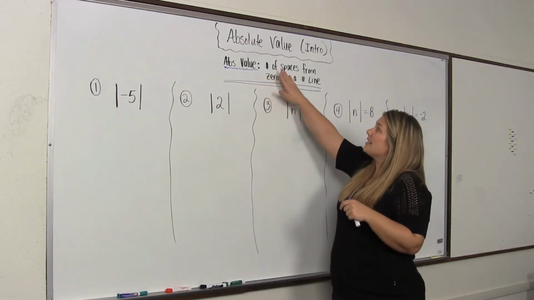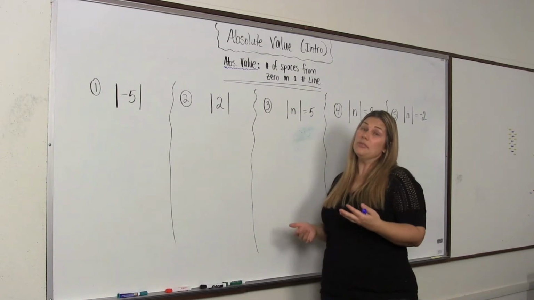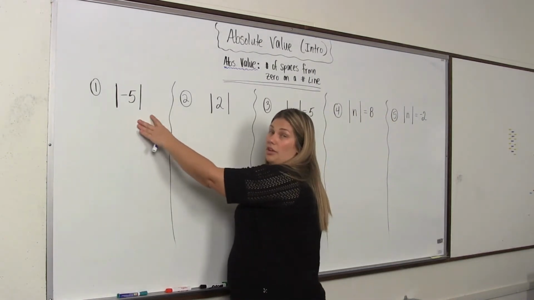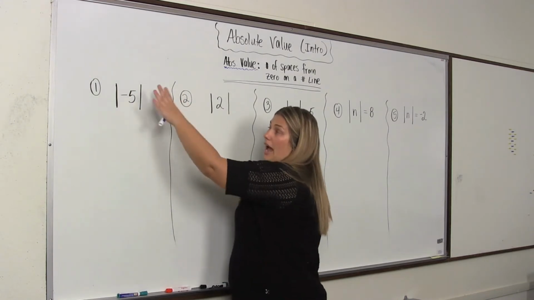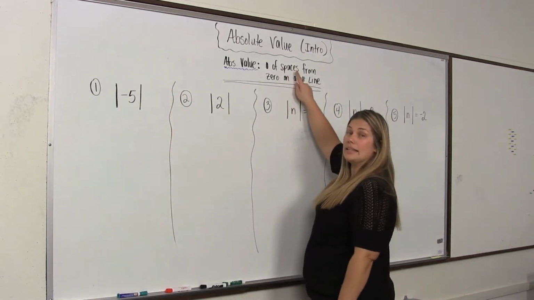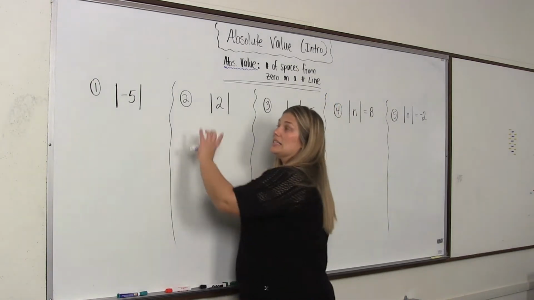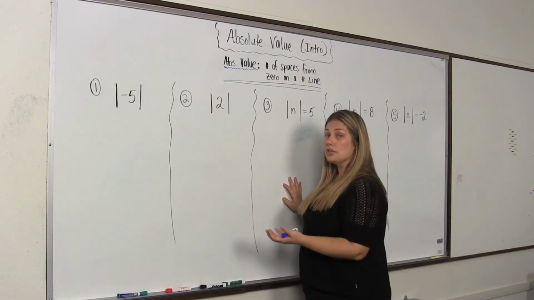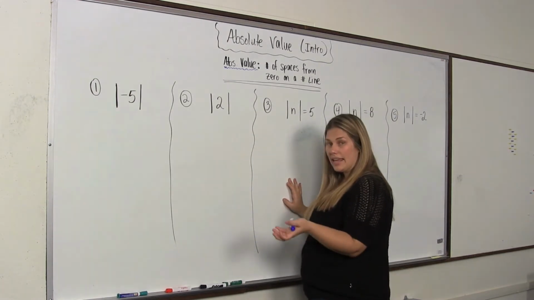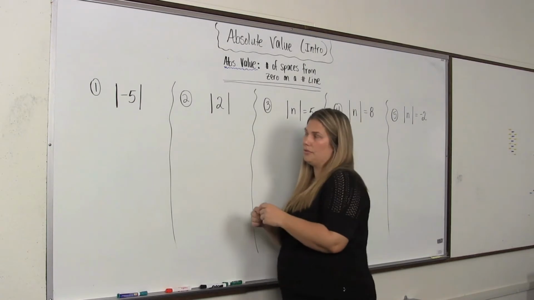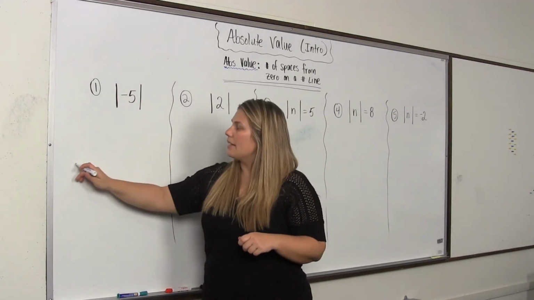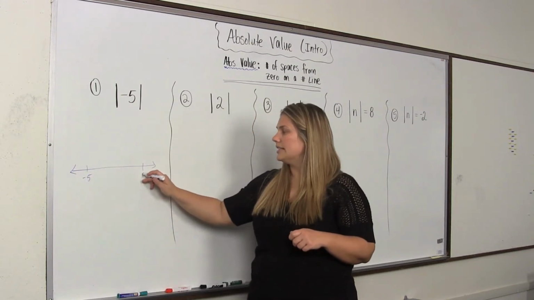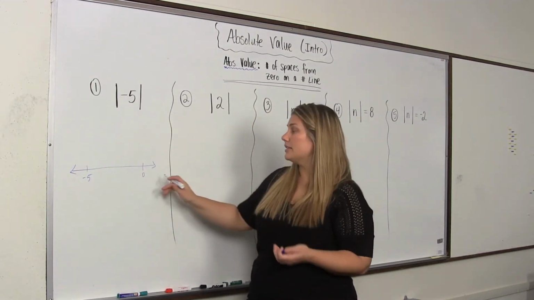And the absolute value means the number of spaces from 0 on a number line. So I would read this problem as the absolute value of -5. And absolute value means I'm asking, what is the number of spaces from 0 to -5 on the number line? When I'm asking the absolute value of 2, I'm asking how many spaces does it take to get from 0 to 2? So right here, if I have the absolute value of -5, I'm asking from -5 to 0, how many spaces are in between?